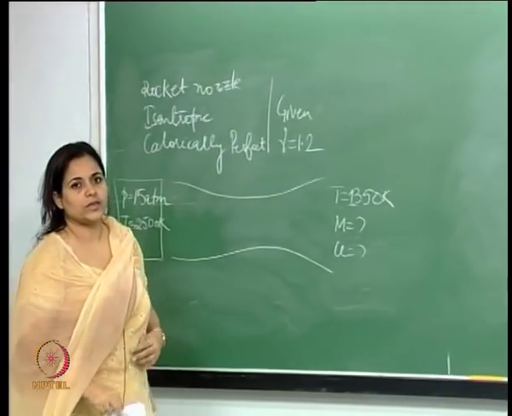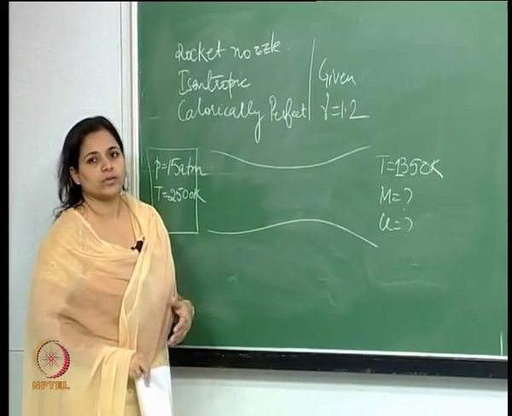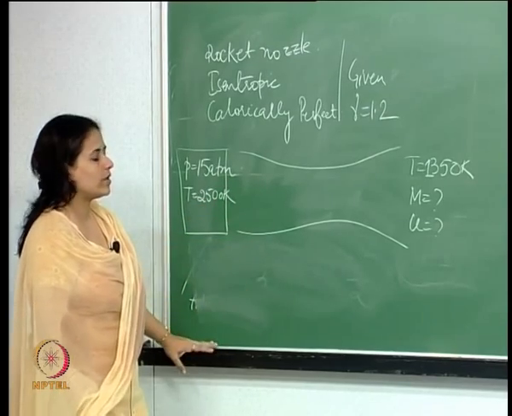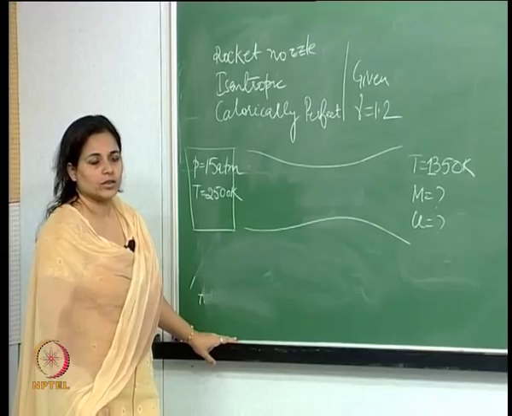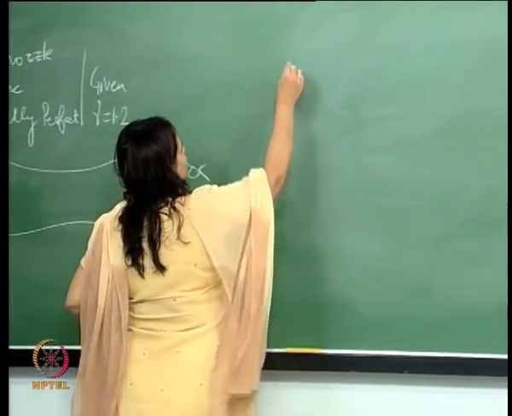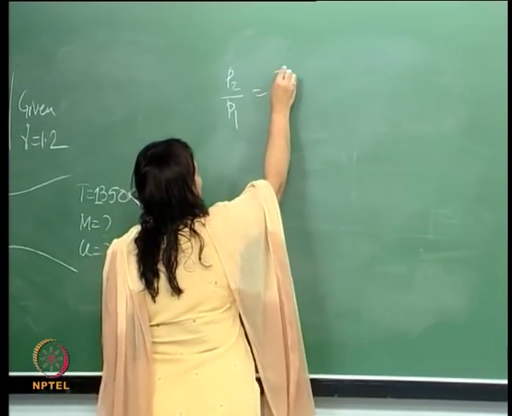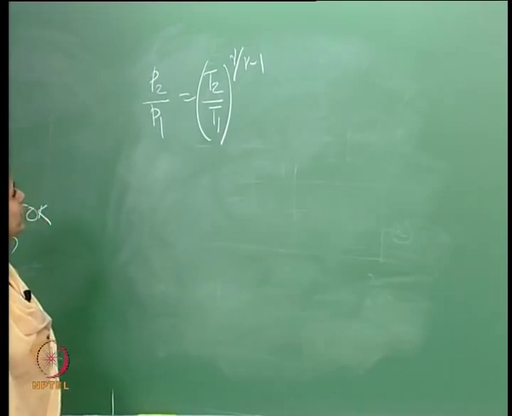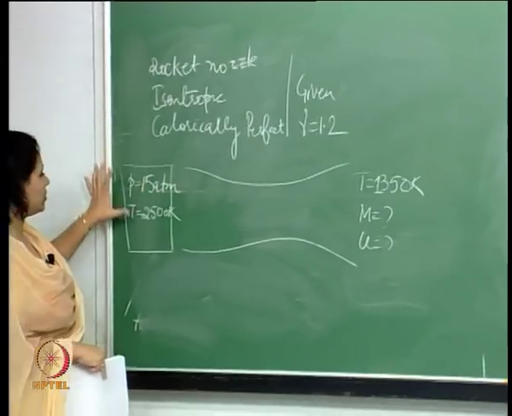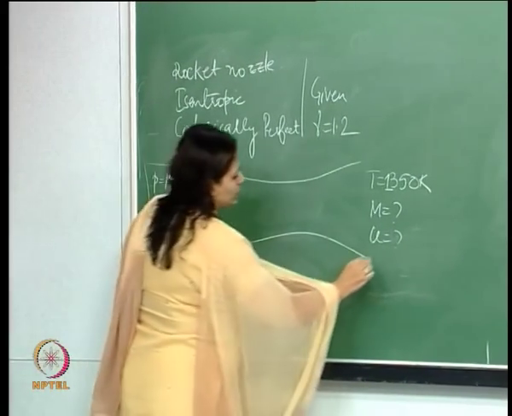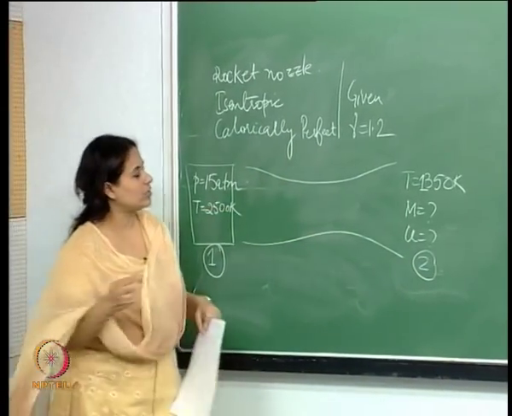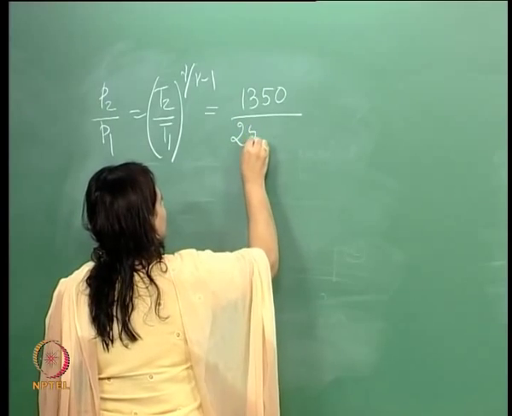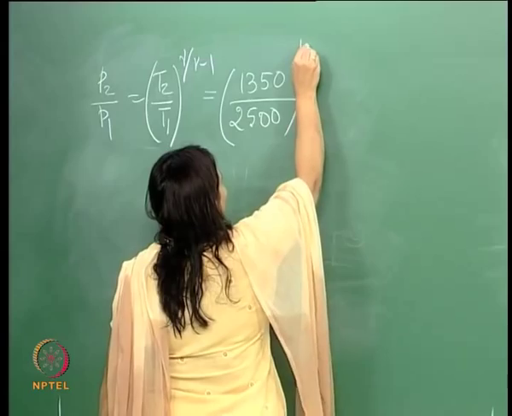I think the easiest way to tackle a problem is to see what information is available and what we can get out of it. Essentially what we know is the temperatures of the two places. We don't know anything about the pressures. All we know is the temperature before and aft, that's all. So we know from isentropic relationships P2 by P1. Now let us consider this region as 1 and this region as 2. If I do that, then I can write this, and gamma is 1.2.